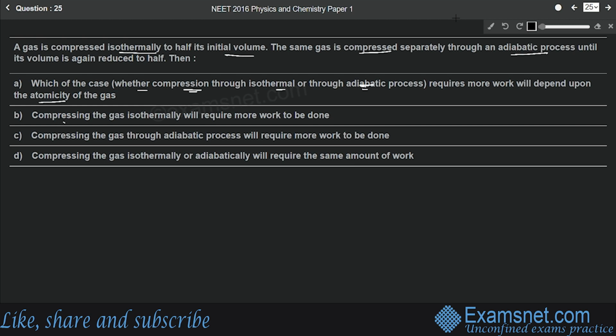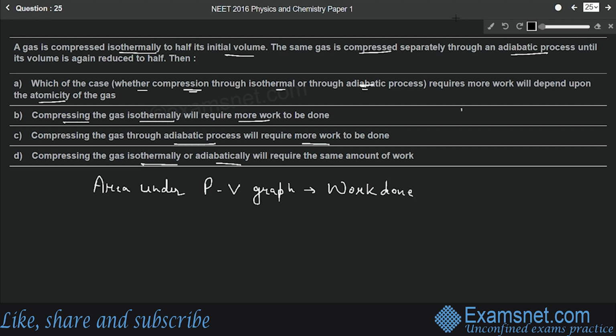Option B, compressing the gas isothermally will require more work to be done. Option C, compressing the gas through adiabatic process will require more work to be done. And the last option is, compressing the gas isothermally or adiabatically will require the same amount of work. Okay. So we know that work done can be estimated by area under the PV graph, that is pressure versus volume graph, gives the work done.